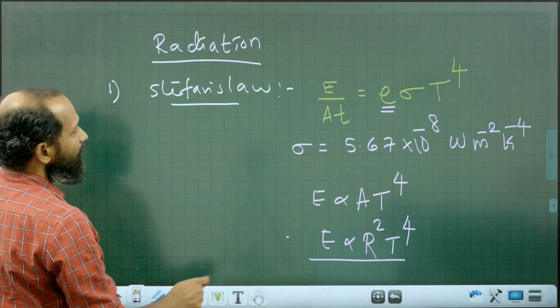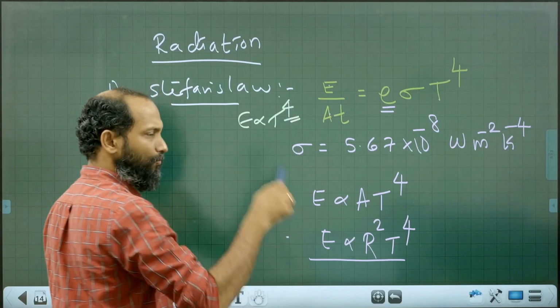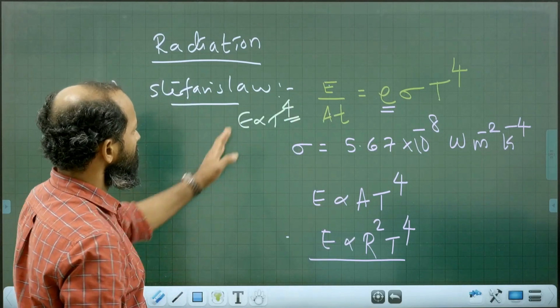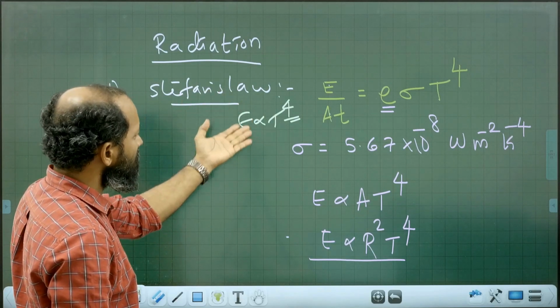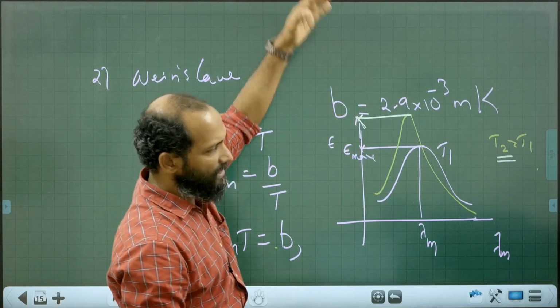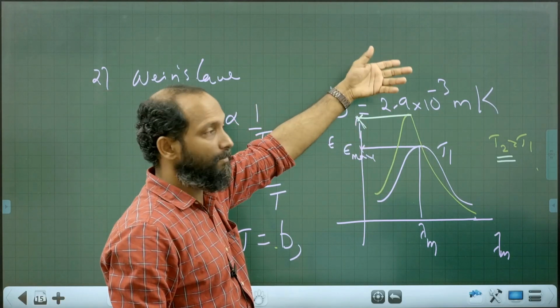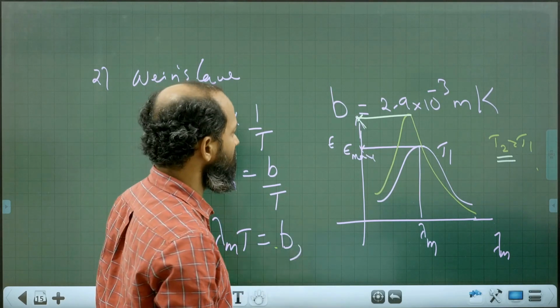When T2 is greater than T1, E is proportional to T raised to the fourth power. So there are lots of changes. Energy is proportional to T raised to 4. A small change in temperature causes a big change in energy, so that Y direction shift will be noticeable and much larger. Okay, the graph is not scaled, only schematic.